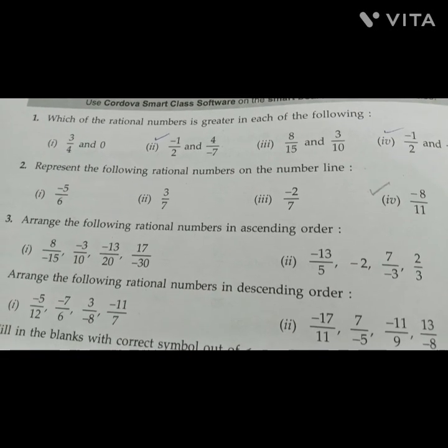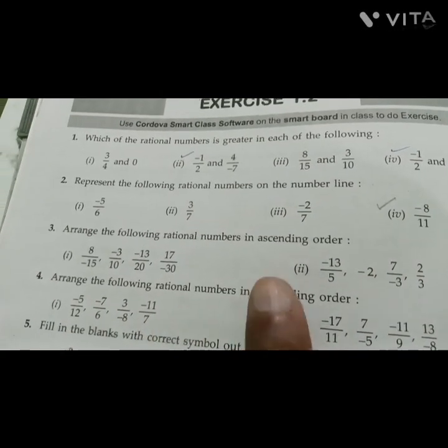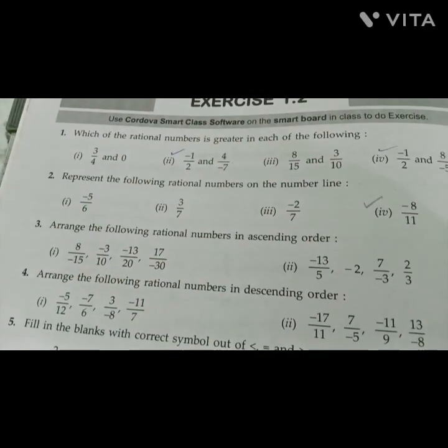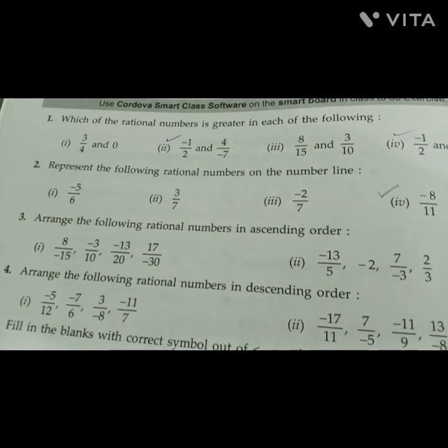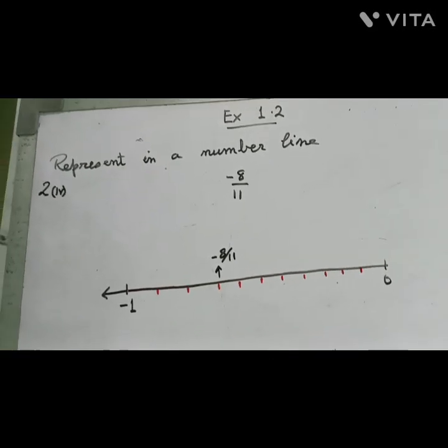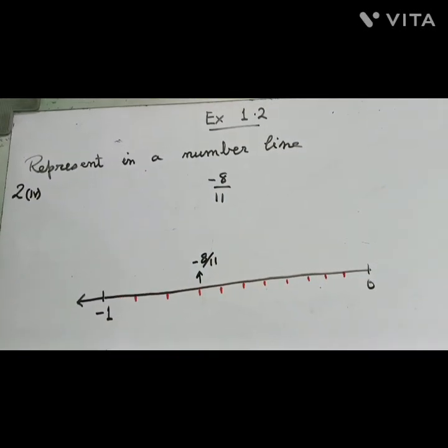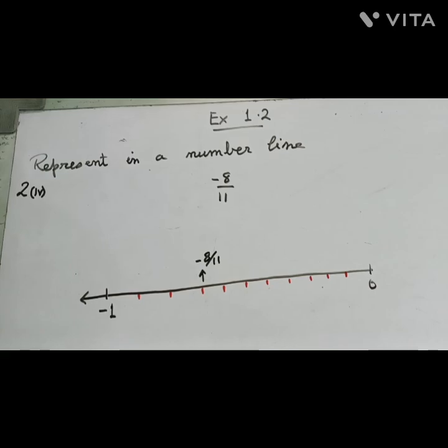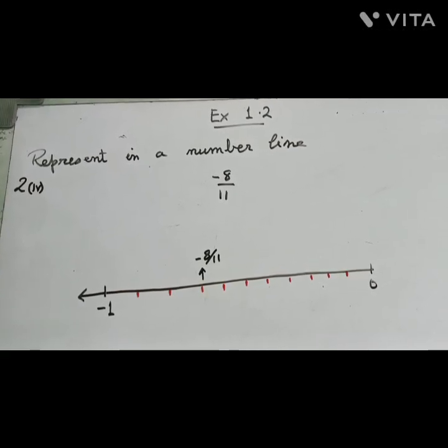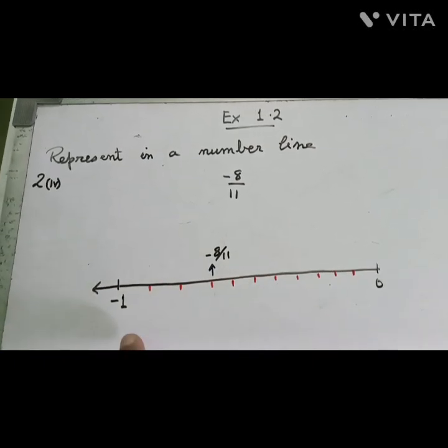Number 2, represent the following rational number on a number line. I am going to teach you number 2, subpart 4, minus 8 by 11. So we represent minus 8 by 11 on a number line. The negative sign means we have to draw the number line on the left hand side, not on the right hand side. Because it's a fraction, not a whole number, it will lie between 0 and minus 1.